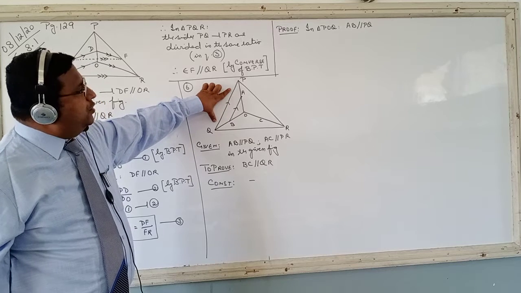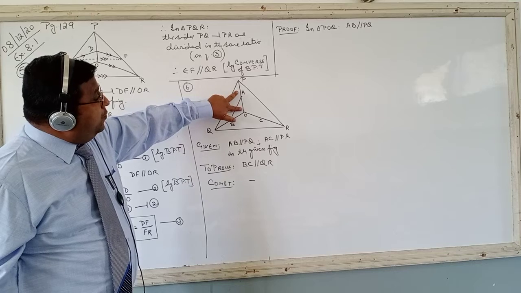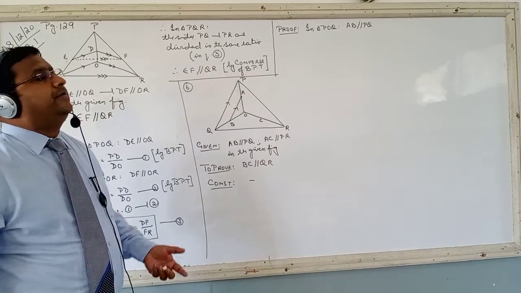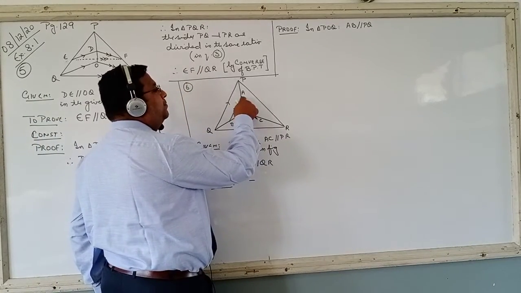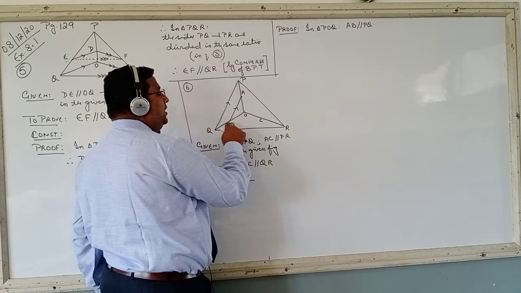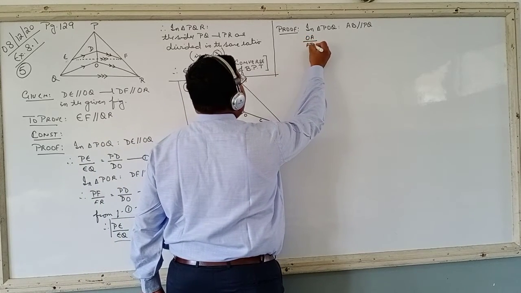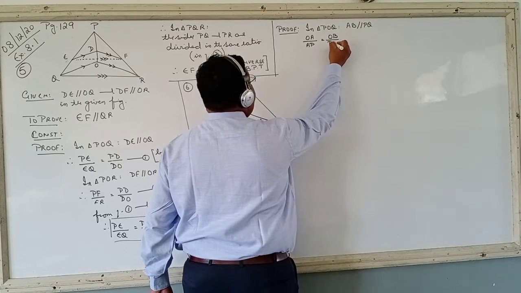AB is parallel to PQ. So the rest of the two sides, which are the other two sides, OP and OQ, will they be divided in the same ratio? Reason: BPT. In triangle POQ, OA upon AP equals OB upon BQ.